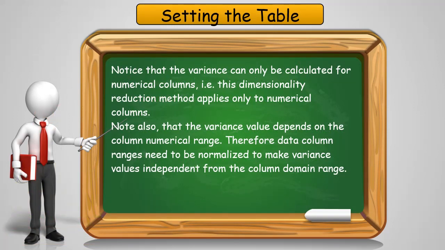Now, a few notes about this. First, the variance can only be calculated for numerical columns, so the dimensional reduction technique only applies to numeric columns. Also, the variance value depends on the column's numerical range. Therefore, data column ranges need to be normalized to make the variance values independent from the column domain range.